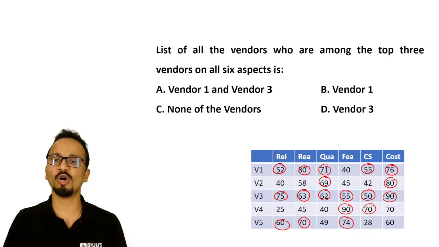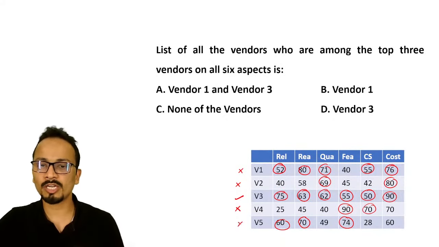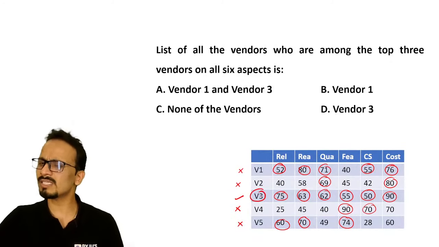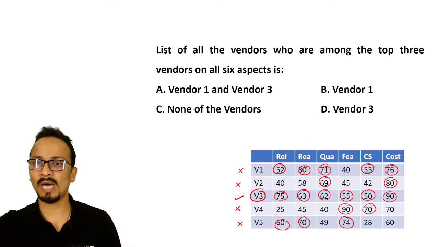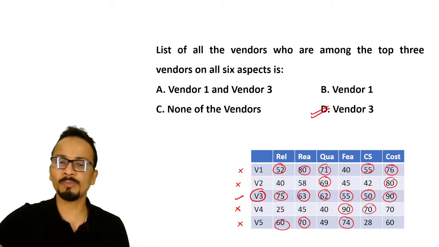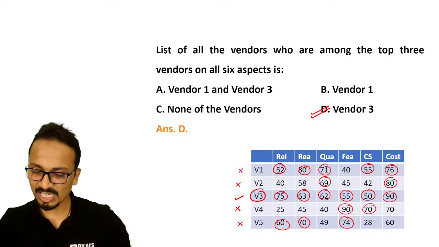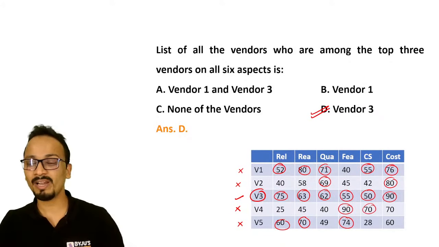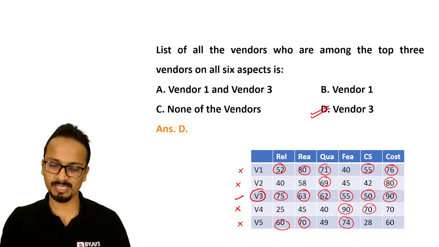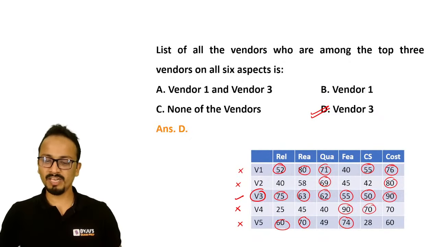Yes, what will be your answer? On all 6 aspects, it's not V1, it's not V2, it's V3, it's not V4, it's not V5. So only V3 is among the top 3 in all the 6 aspects. Okay, so answer will be vendor 3, that is option D in this case. All right, so Vicky, Shubhendu, Nikunj, answer will be option D, not vendor 1 and vendor 3, but only vendor 3, right? Wonderful, Archana, for the participation. Great. Lovely, all of you.